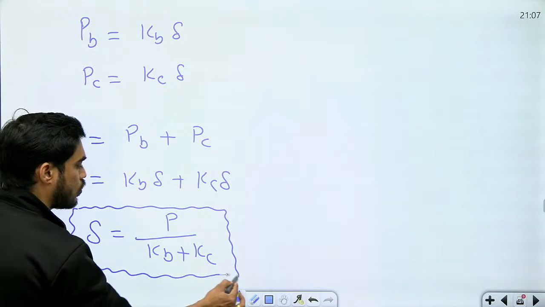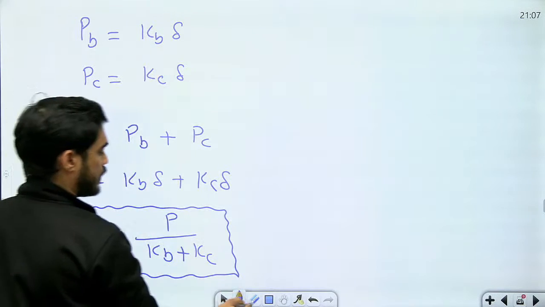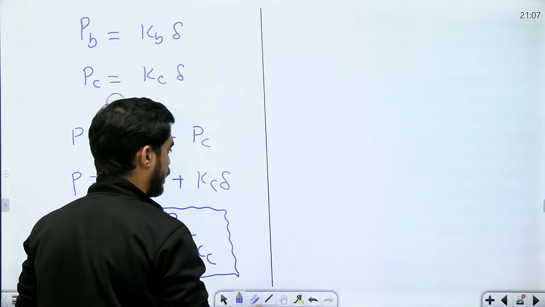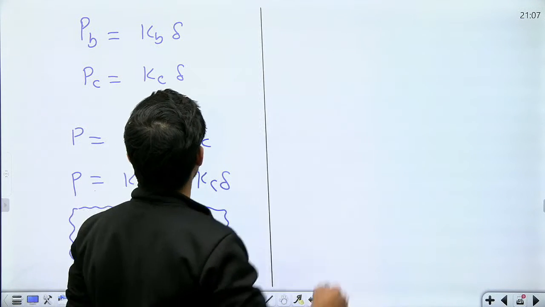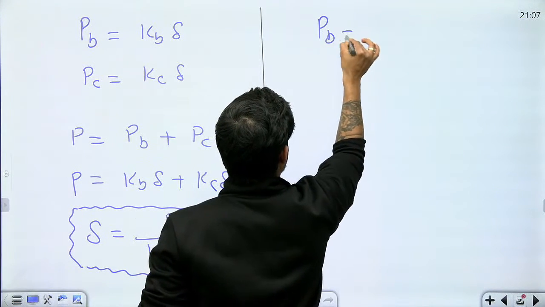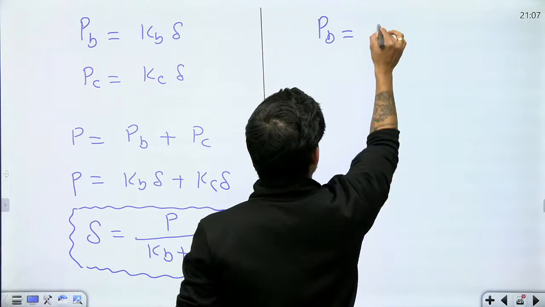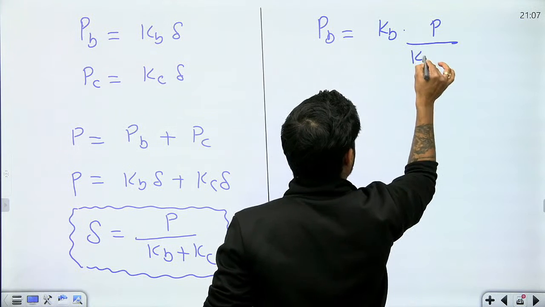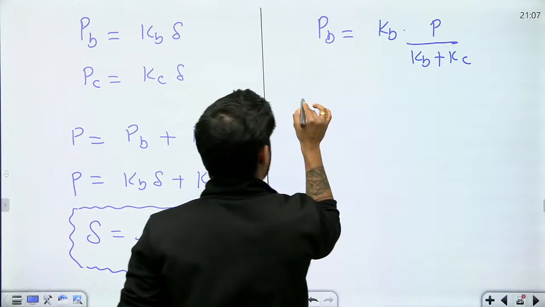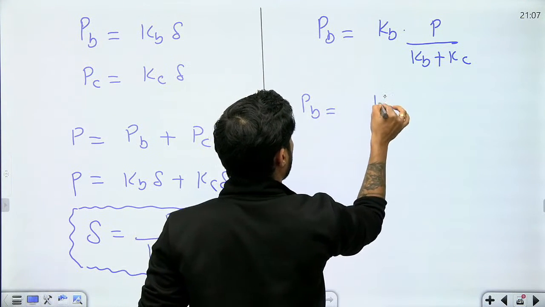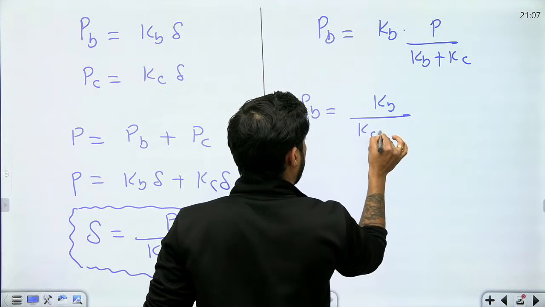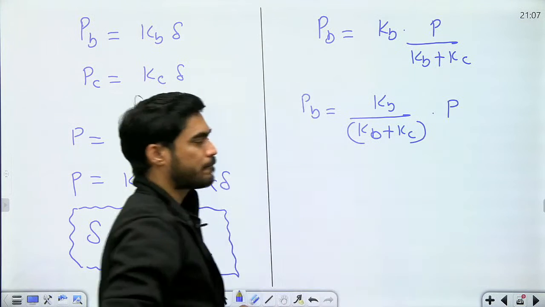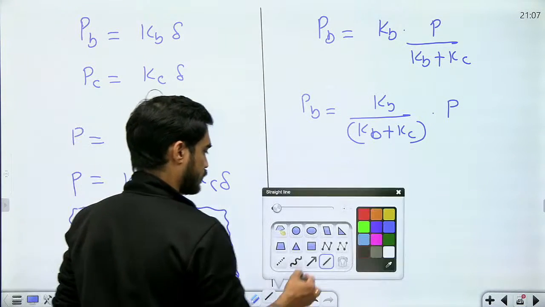Now put the value of delta into this equation again. अब इस इक्वेशन में डेल्टा की वैल्यू रख दो मेरे भाई. So if I put the value of delta here, then Pb will be equal to what beta? kb into P upon kb plus kc. Can I write it like this? Pb equals kb upon kb plus kc into P. Can I write this?